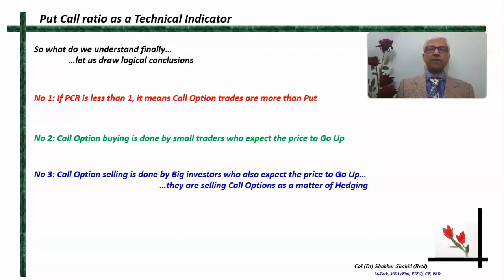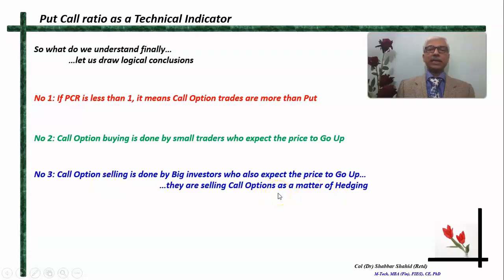We have discussed that. We have seen the big sharks, the big investors are the sellers of the call option. They are also selling call options in the expectation of the price going up. They are selling it as a matter of hedging. They are also expecting the price to go up. But unlike the small traders, they are not buying the call options. They are rather selling the call options. Why? As a matter of hedging.